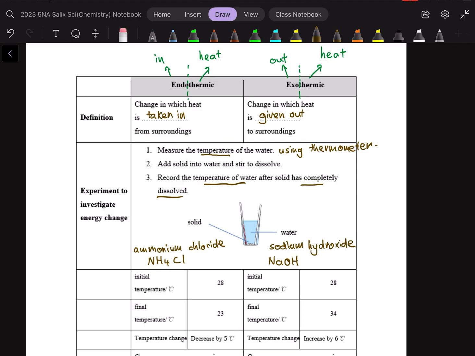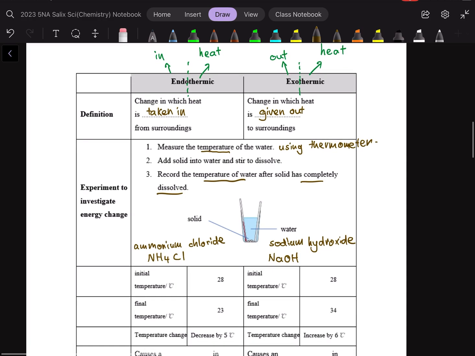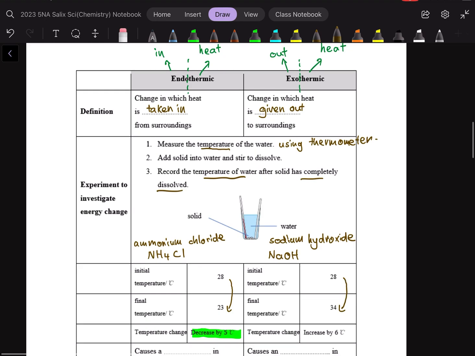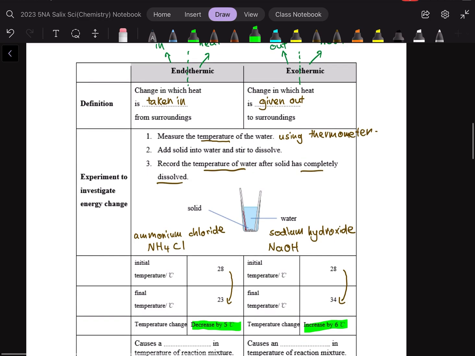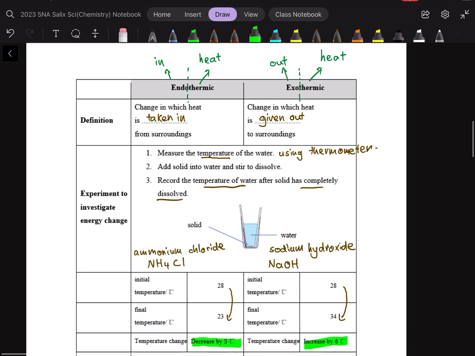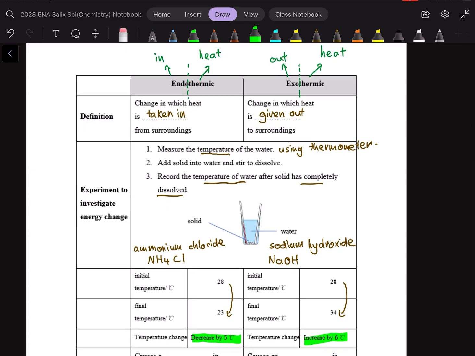So what happens in terms of the experiment data is this. For the endothermic case, you see a drop in the temperature, a decrease by 5. For the exothermic one, you actually see an increase in temperature by 6 degrees Celsius because heat is given out. So temperature should increase. But if it's taken in, I think some of them find it very hard to grasp. Heat is taken in, temperature drops.